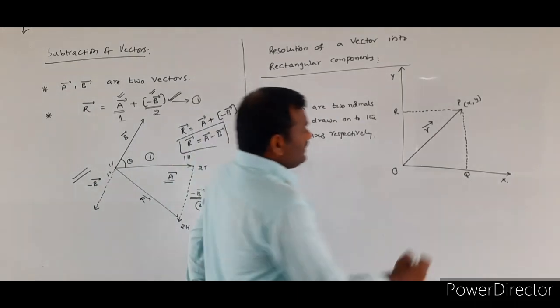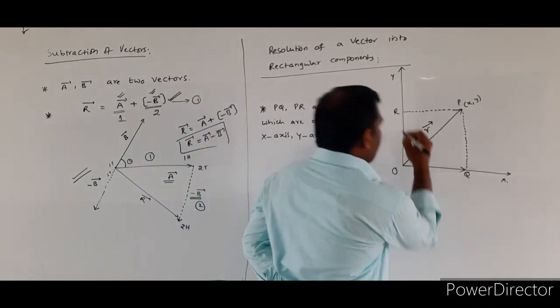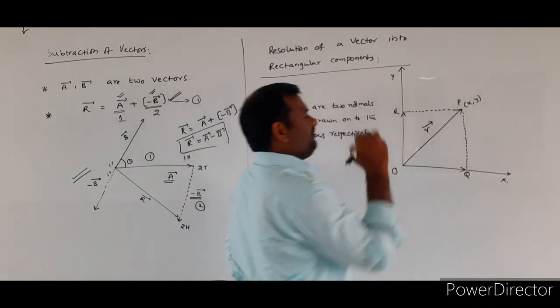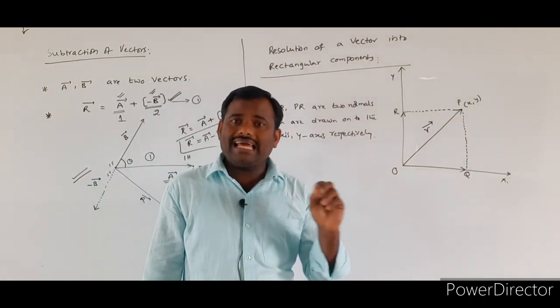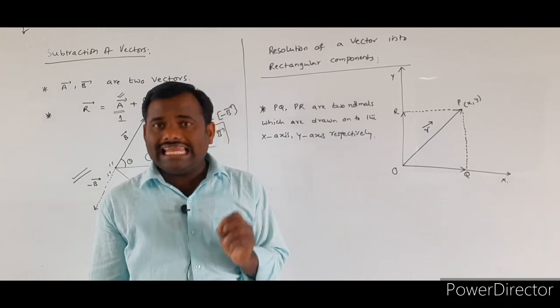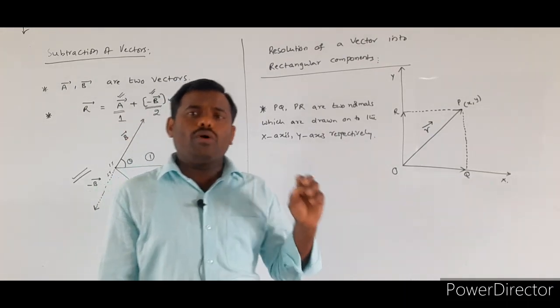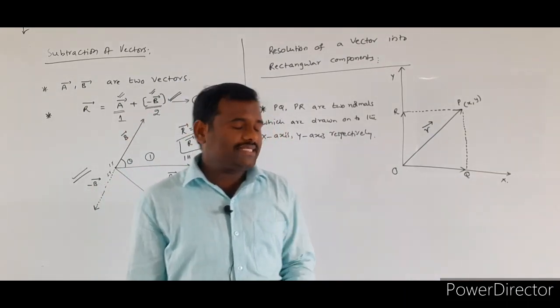Now, in the vector laws of addition, the parallelogram law of vectors is there. Actually three laws are there. One is the parallelogram law of vectors, another one is the triangle law of vectors, and the third one is the polygon law of vectors. Later on we will discuss.